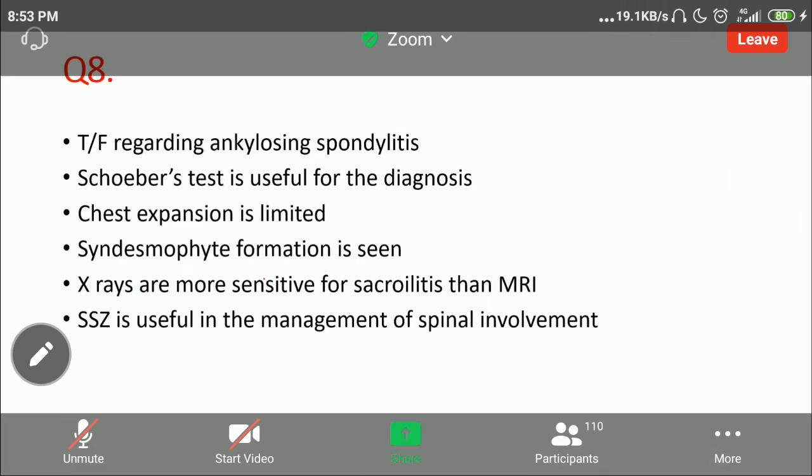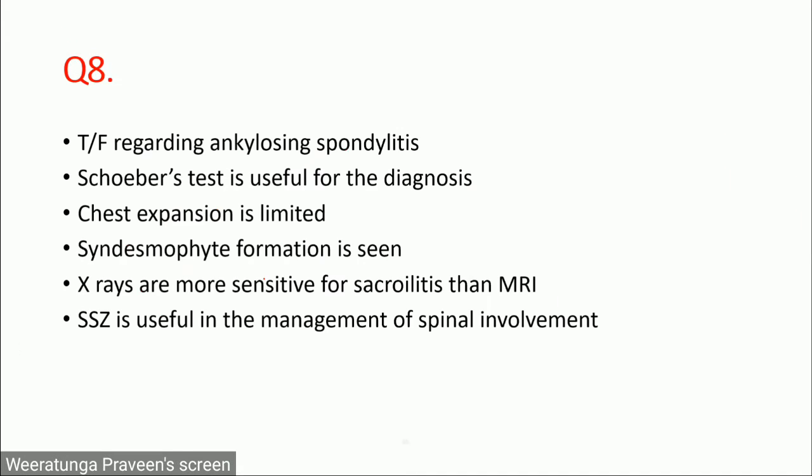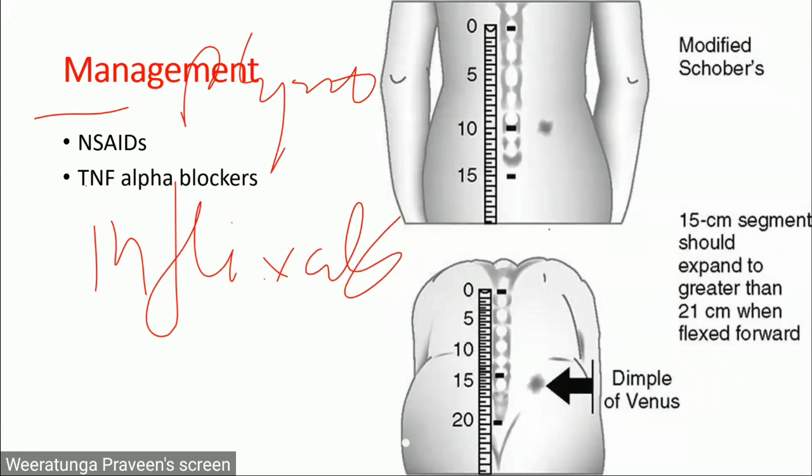Ankylosing spondylitis ගැන තව ටිකක් අහන්න. Schober's test is useful for the diagnosis. The Schober's test කියන්නේ මෙන්න මේක මේ පැත්තෙන් තියෙන එක. හරි. So Schober's test එක ඇත්තටම මේ MCQ එක ටිකක් controversial වෙන්නත් පුළුවන්.